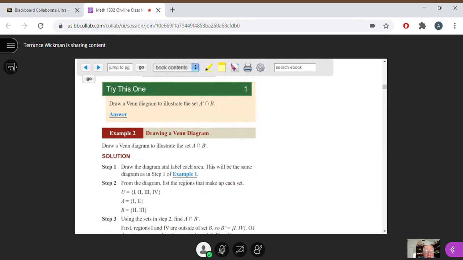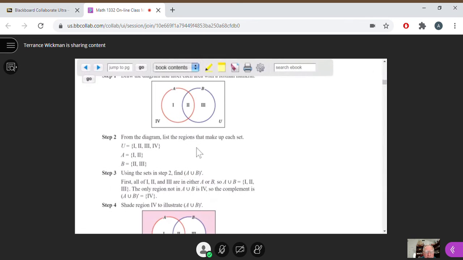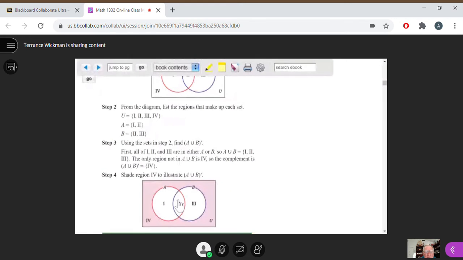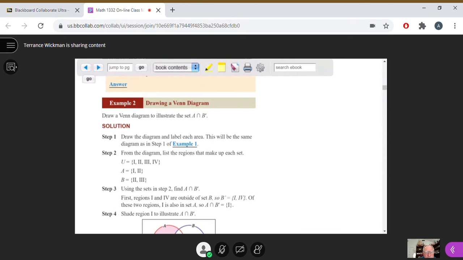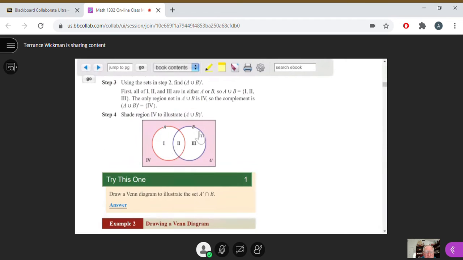This is the A intersection not B. Okay, well, A intersection B would be 1 and 2. Or just the intersection would be the 2 part. You can see with my little hand, that's the intersection. Then it says, not that stuff. Everything that's not that is 1, 3, and 4. Let's see if that's what they say.